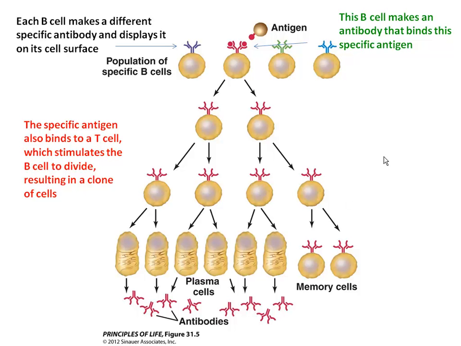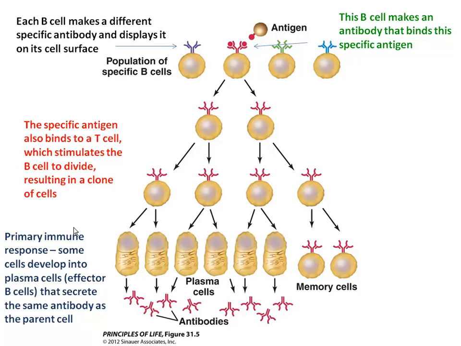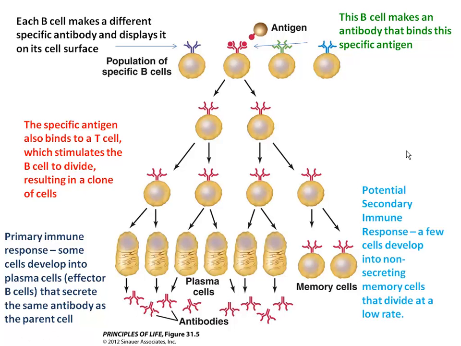These cells eventually will make plasma cells and memory cells. In the primary immune response, some cells will develop into plasma cells, which are the effector B cells that will secrete the same antibody as the parent cell. Potentially, we have a secondary immune response. A few cells develop into non-secreting memory cells that will divide slower.